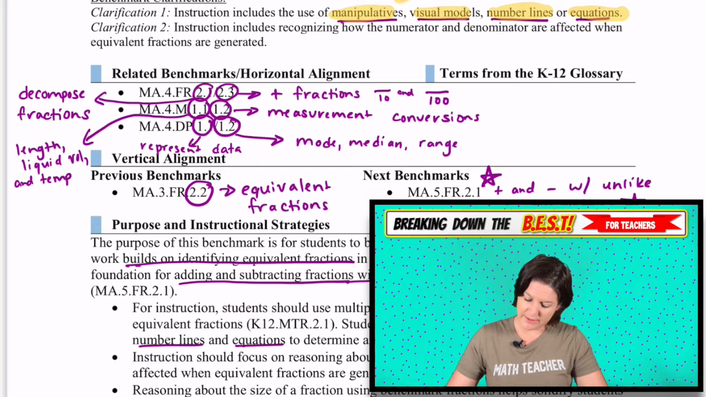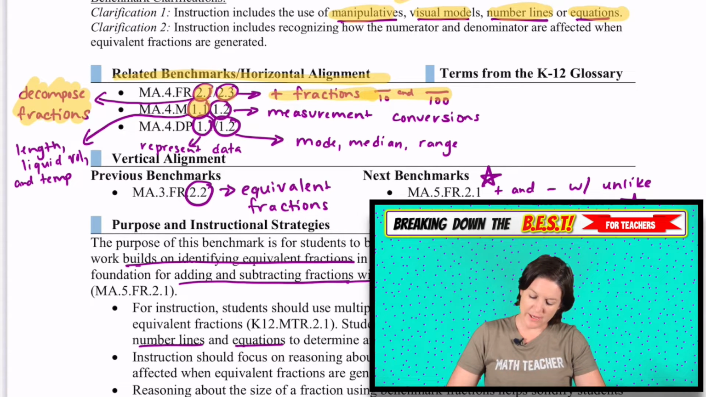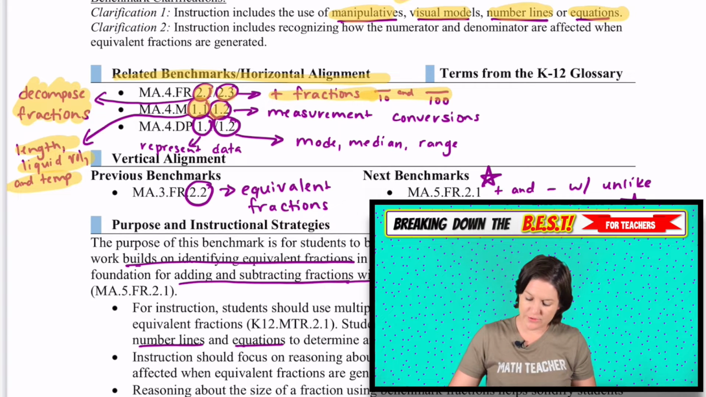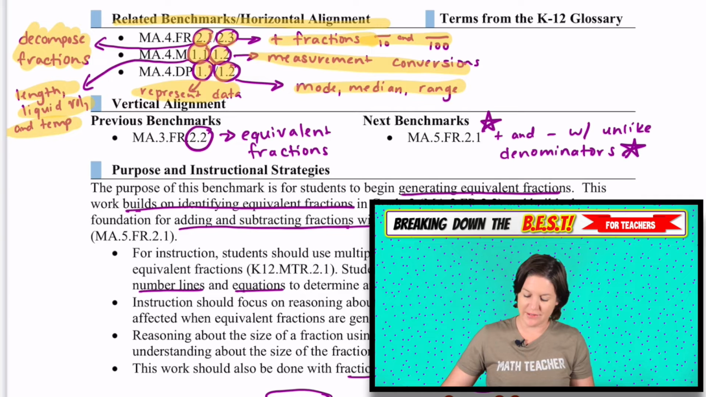Let's get to the related benchmarks, the horizontal alignment. In 4th grade, we have FR.2.1, which is where we're decomposing fractions. And 2.3 is where we are adding fractions with the denominators of 10 and 100. 4.M.1.1 is our length, liquid volume, and temperature benchmark, where we will be incorporating also fractions into that, and also measurement conversions. The standard right here is all about representing data, and 1.2 is finding the mode, median, and the range. So some horizontal alignment there.